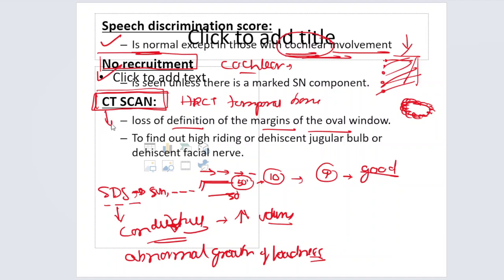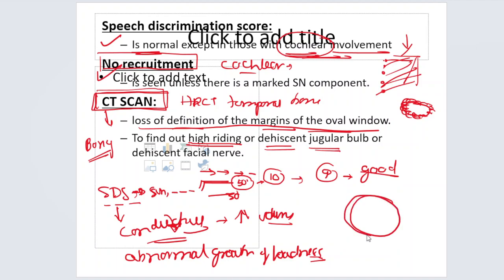What does CT scan do? CT scan looks at bony tissues very well. MRI looks at the soft tissues very well. So on CT scan, you can see the loss of definition of the margins of the oval window. Before taking up the surgery, you can also see if there is a high riding jugular bulb or a dehiscent jugular bulb, because you are working in that area, right?